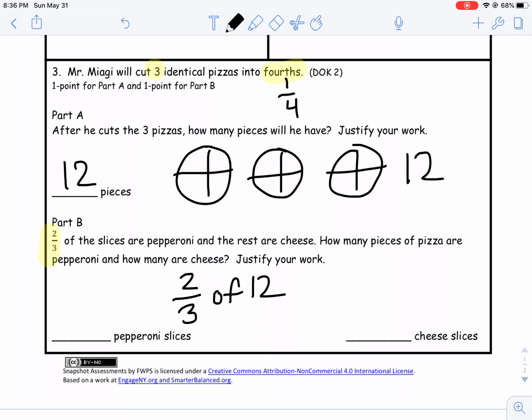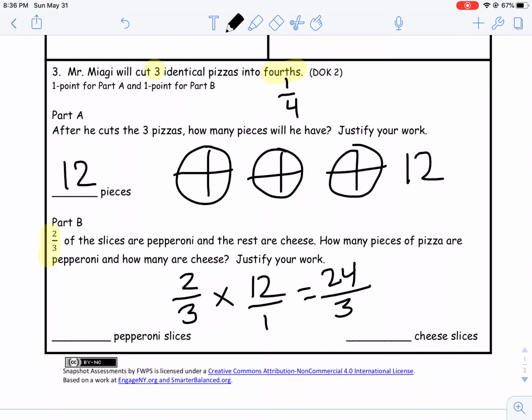Okay, so once again, I remember that of just means multiplication. And then I can turn this whole number into a fraction. 12 times 2 equals 24. 3 times 1 equals 3. Okay. 24/3 would technically be correct, guys, because in 5th grade, we do not have to simplify our fractions. We can leave it in improper fraction form.